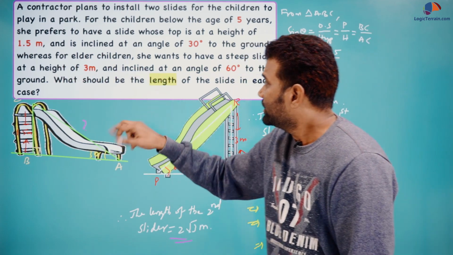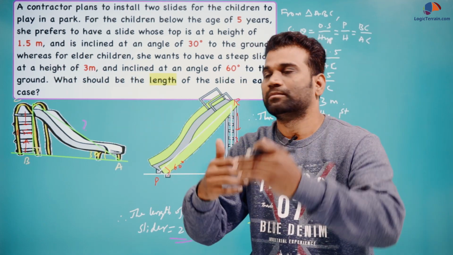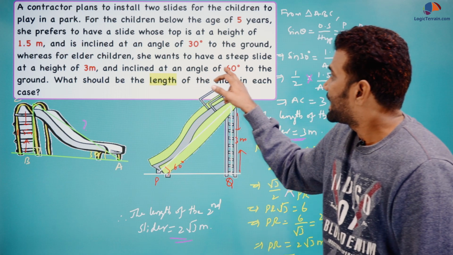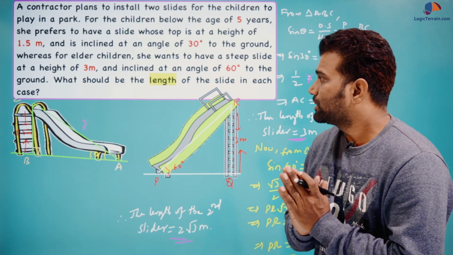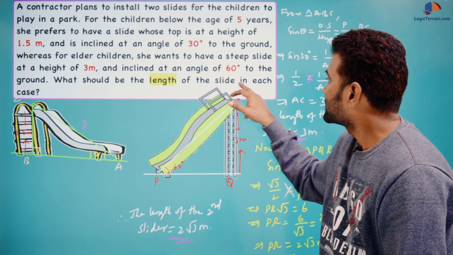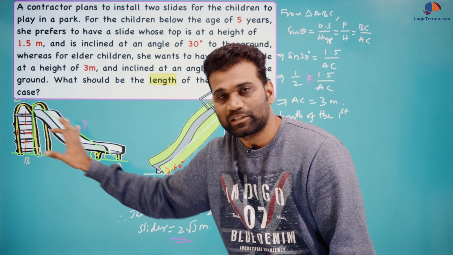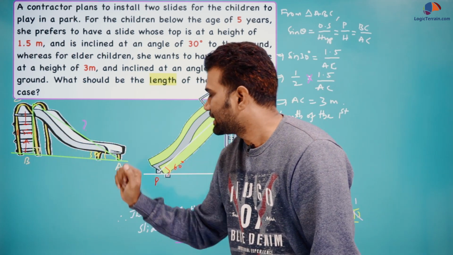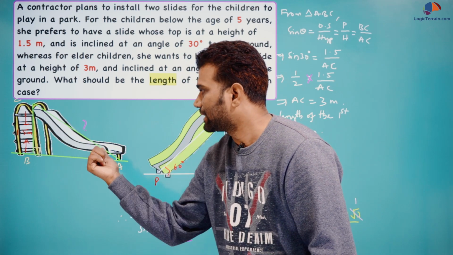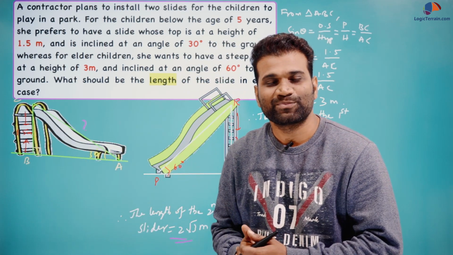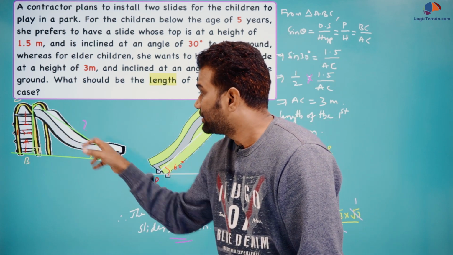Whereas for elder children, she wants to have a steep slide at a height of 3 meters, so the height is doubled, okay, and inclined at an angle of 60 degrees to the ground, the angle is also doubled. Now here the question is, what should be the length of the slide in each case? So you can visualize, this is the first slide whose angle is 30 degrees with the ground and whose height is 1.5 meters. So we need to find the length. Now tell me, which trigonometric ratio? Yes, you're right. Because we know the angle, we know the opposite side, we need to find the hypotenuse.